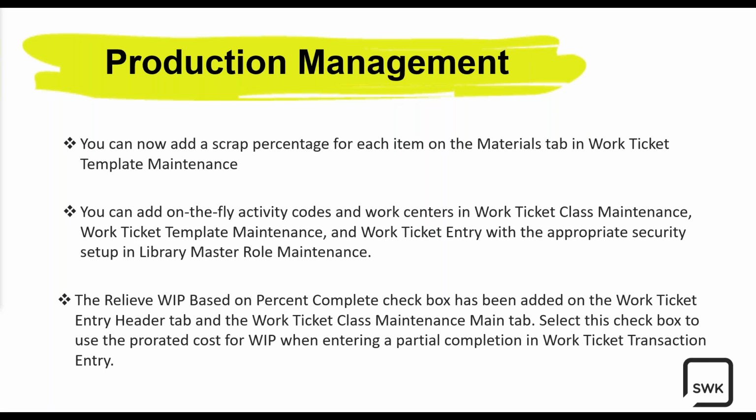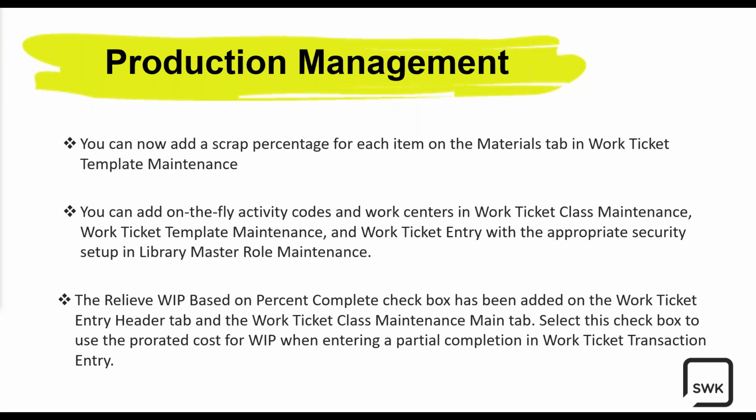You can add on-the-fly activity codes and work centers when you're in work ticket class maintenance, work ticket template maintenance, and work ticket entry, as long as you have the security option to do so in your role in Library Master. The relieve WIP based on percent complete checkbox has been added on the work ticket entry header tab and the work ticket class maintenance tab.